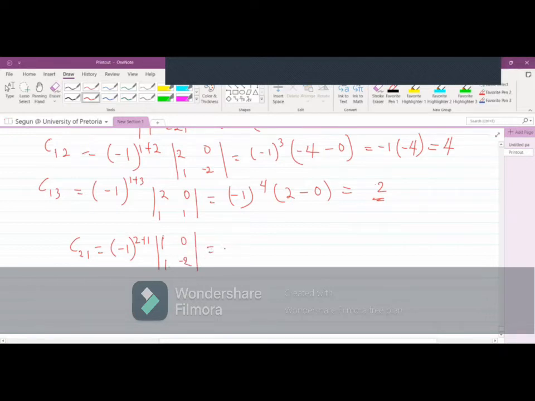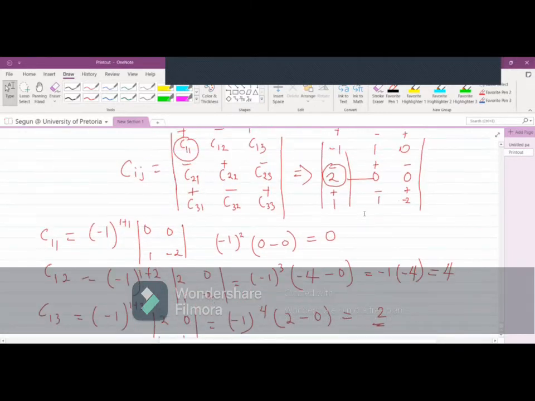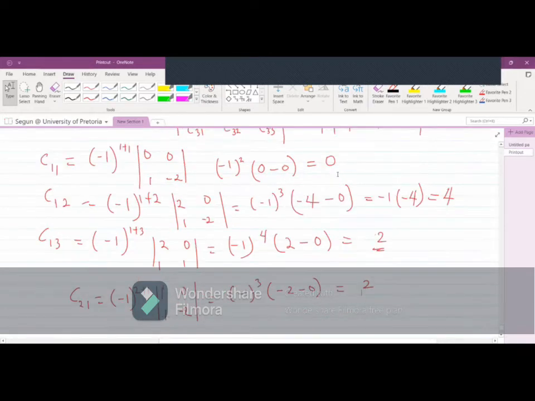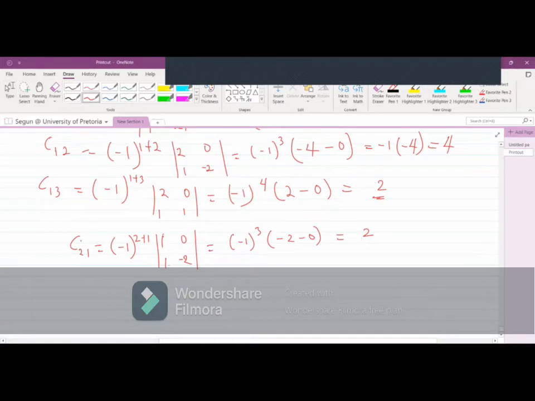So we have it to be what? Minus 1 raised to power 3 in brackets, minus 2 minus 0. At the end of the day, you have 2. Because minus 1 raised to power 3 is minus 1. Am I communicating? Minus 1 times minus 2 is 2. So can we go ahead and solve the rest by ourselves, please? Let's do it by ourselves. Don't wait for me.